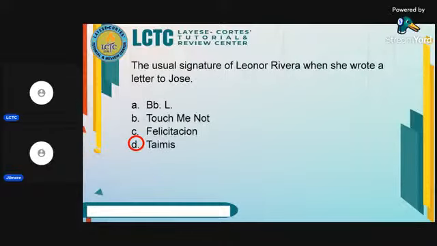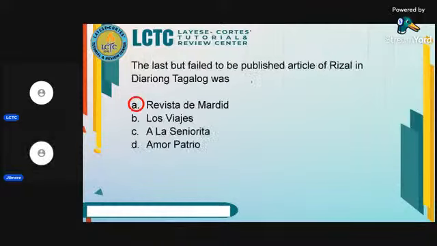Okay. Let's proceed. The usual signature of Leonor Rivera when she wrote a letter to Jose was Taimis. Okay? That's the pen name of Leonor Rivera. That's her signature when she sent letters to Dr. Jose Rizal.